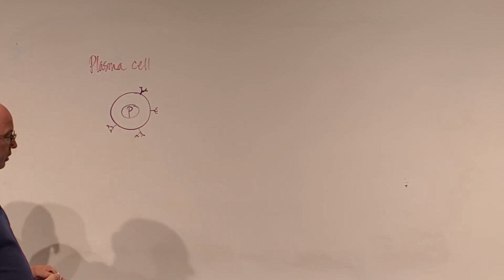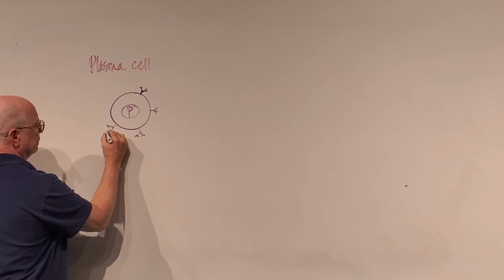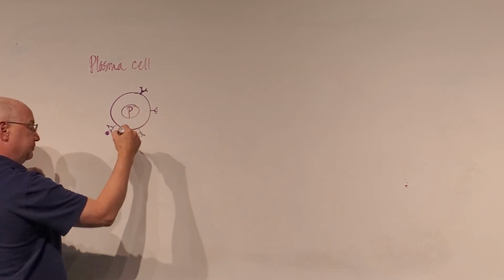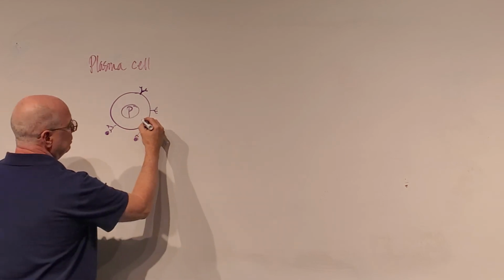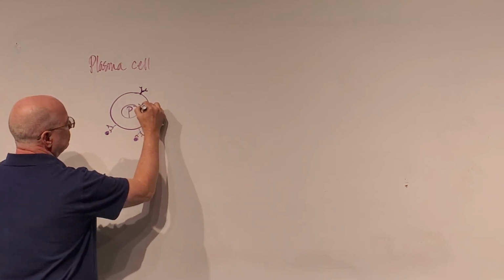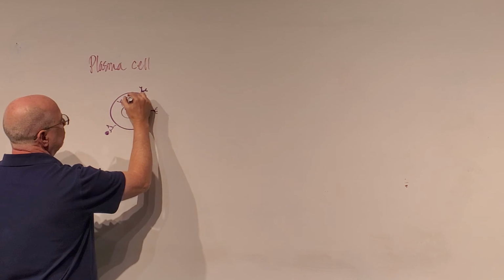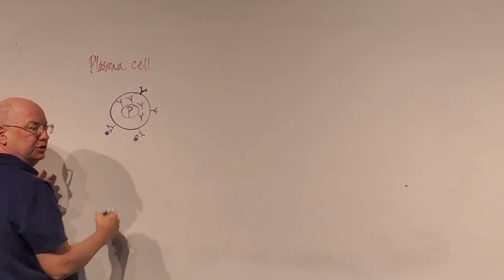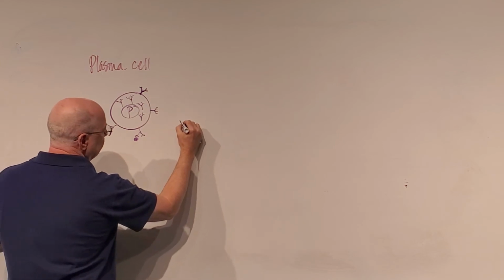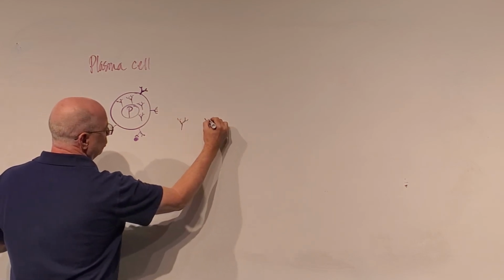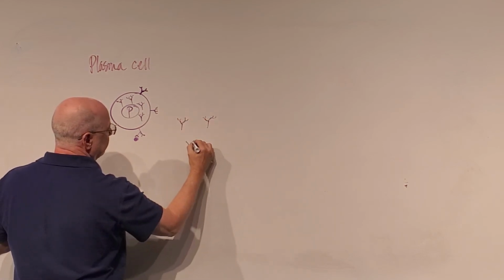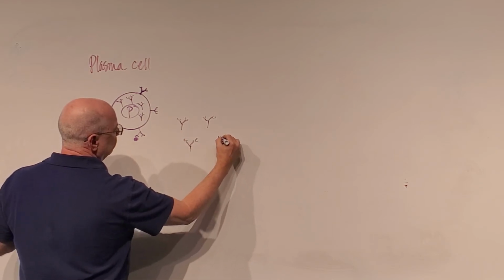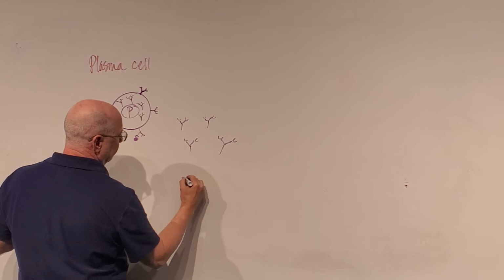Now, when it binds to a foreign antigen, then it will activate this plasma cell even further, and this plasma cell will start to make antibodies through protein synthesis against that specific antigen. And it will secrete those antibodies into our humors or fluids. Okay? So now I can have millions of these antibodies against a specific protein floating around.